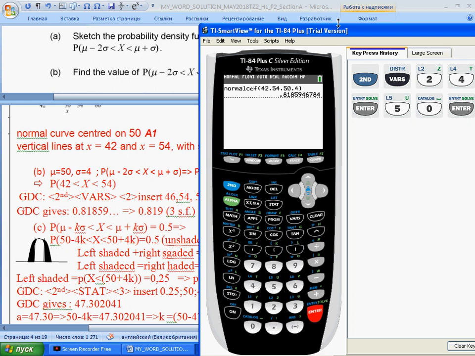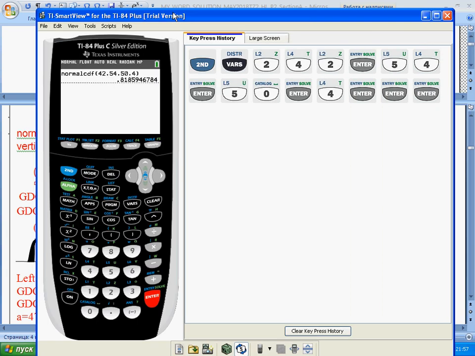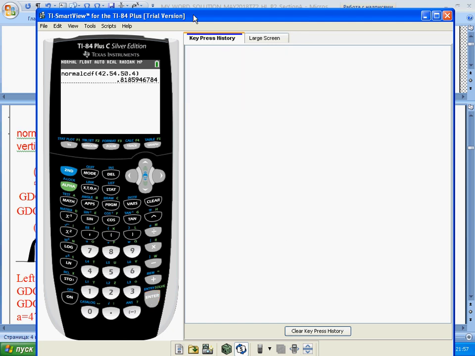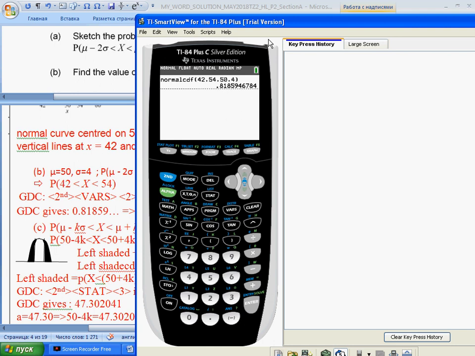So if you want, you can copy the key press history, and I clear it. So again we press second, actually here second window we don't need, second mode, we just use clear, so that's easy. Here it is easy.